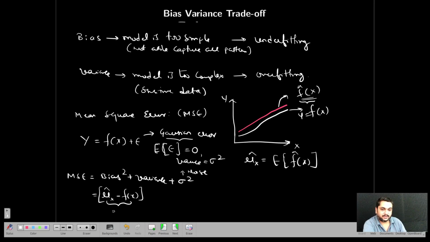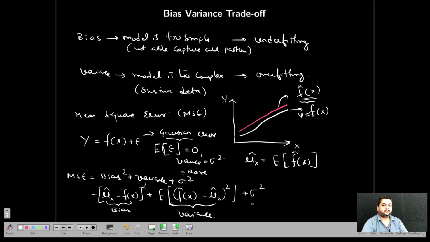This indicates the bias square plus variance. You already know variance is the expectation of your estimated value minus the mean of that estimated value, squared, plus this sigma square. So this is the variance, the entire thing. Okay. So this is the bias variance trade-off.